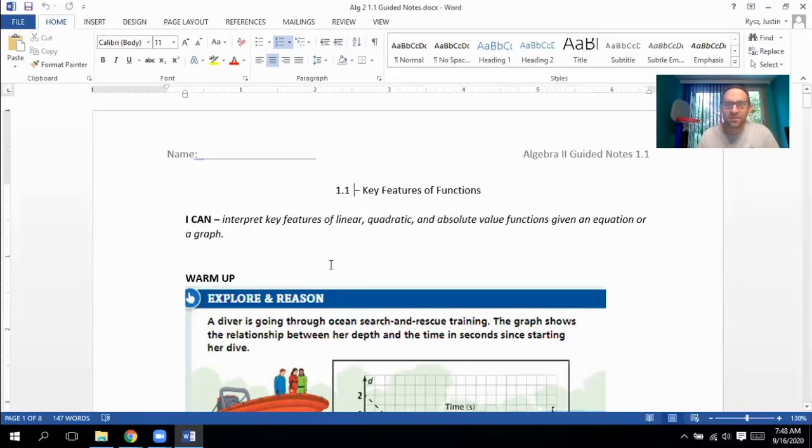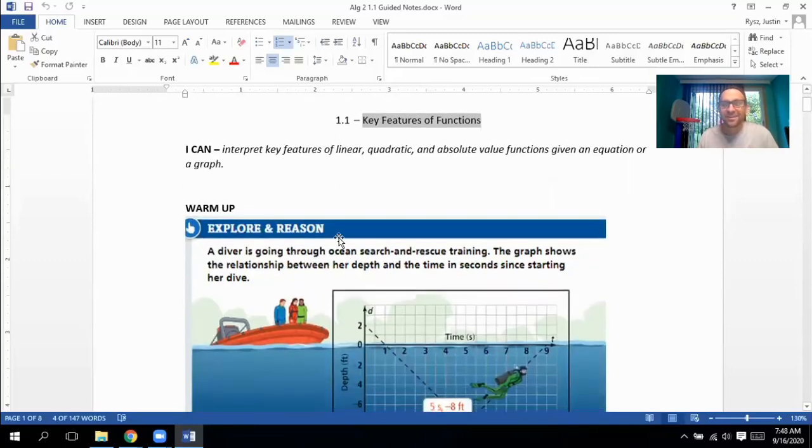This is 1-1, and we're going to get this started. So 1-1, we're looking at the key features of a function. So hopefully by the end of this, you can interpret the key features of linear, quadratic, and absolute value functions given the equation of the graph.